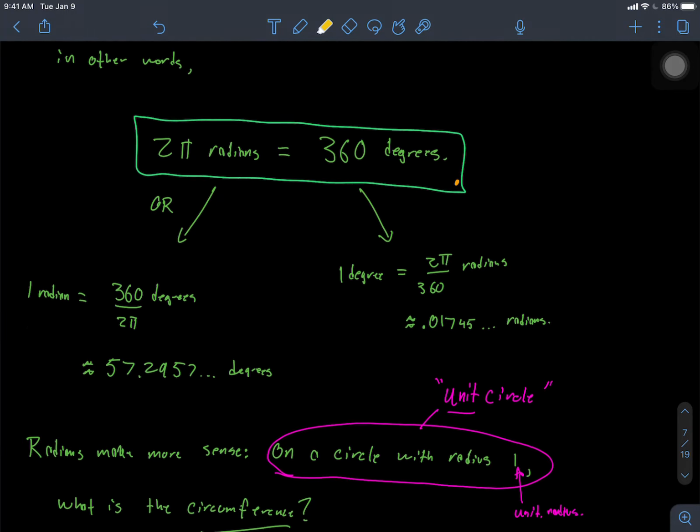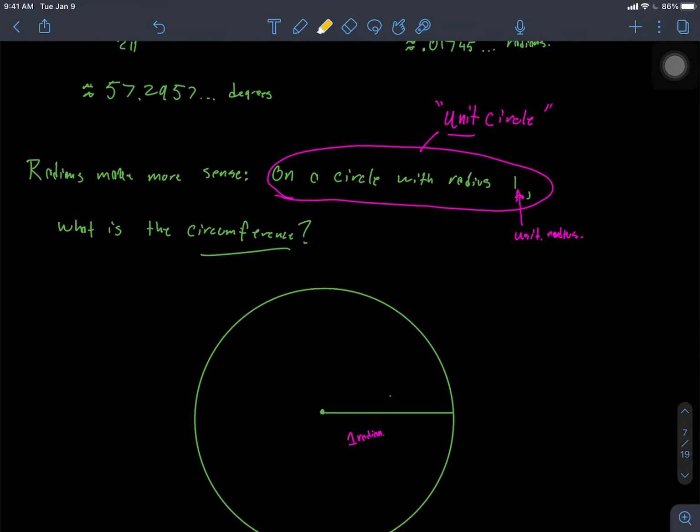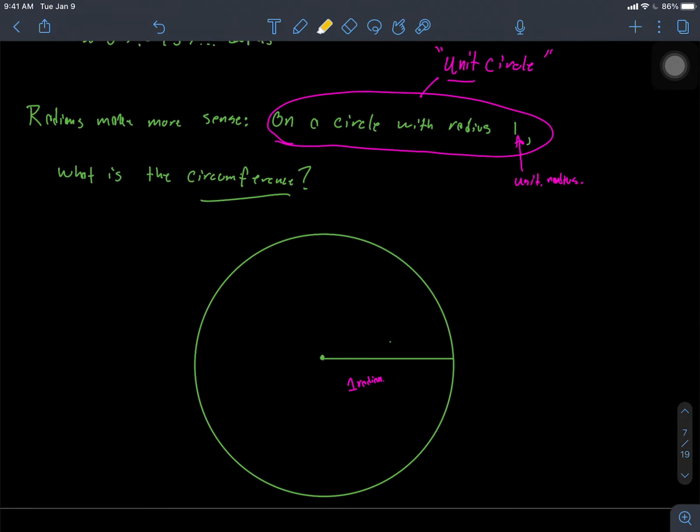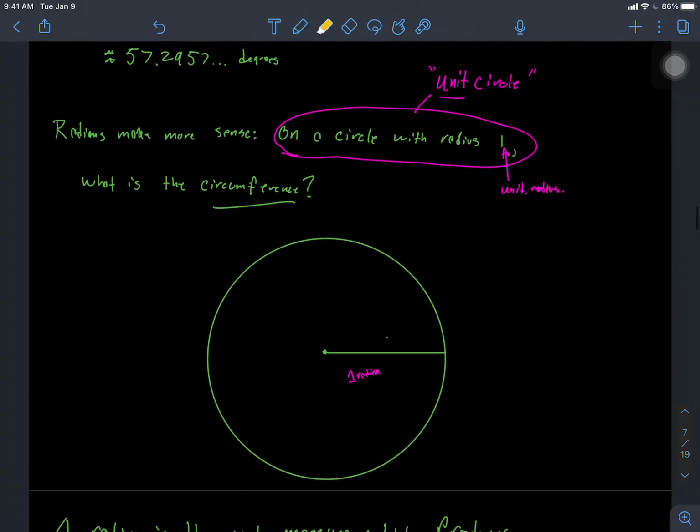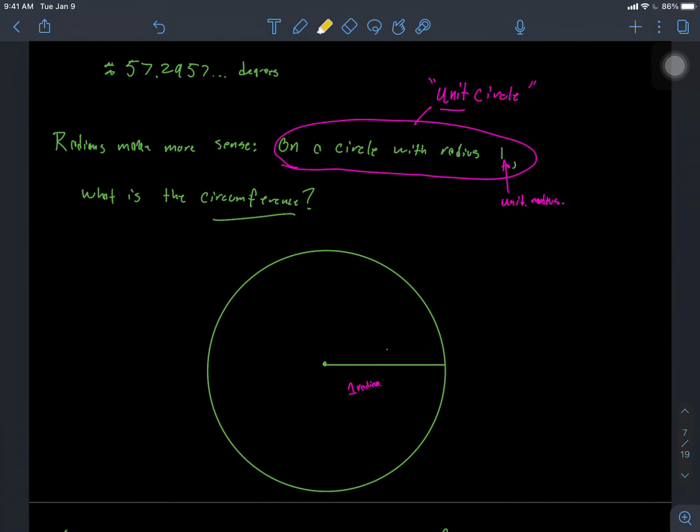But first, let me explain how radians actually make more sense than degrees. Because the way we measured degrees was basically just arbitrary. We just pulled this number 360 out of thin air, and we said, okay, 360 of them is a full revolution. But I'm going to explain now why 2 pi is a really great number to express a full revolution of an angle.